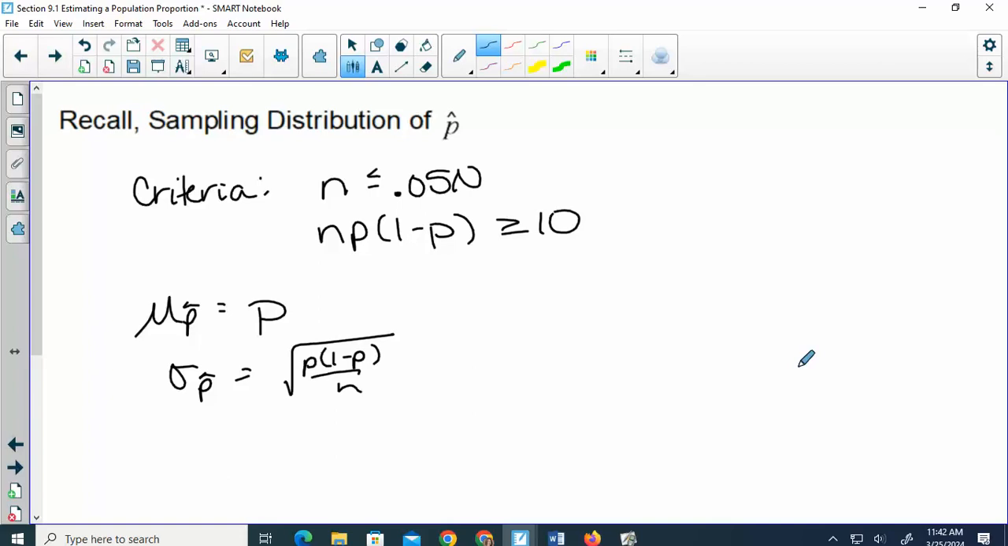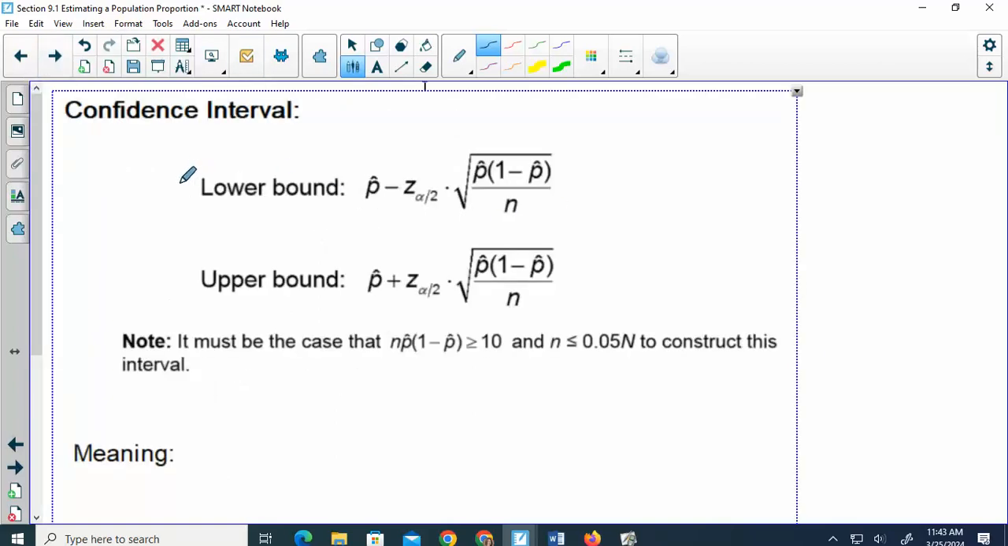So we're talking about p-hats today. We'll still have to be able to check our criteria, even if we're just building a level of confidence. We have to have criteria with that. So the formula, we have a lower and an upper bound. It's really the same thing, except to get the lower bound, you do your point estimate minus something, and to get your upper, you add it.